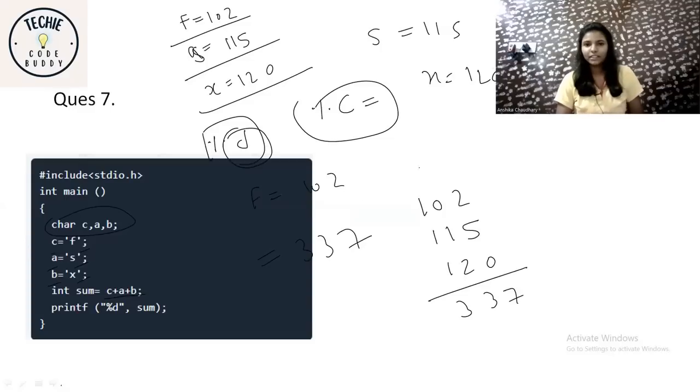Battery is low, so I'm sorry for the interruption, guys. Okay, so this will give the output 337.